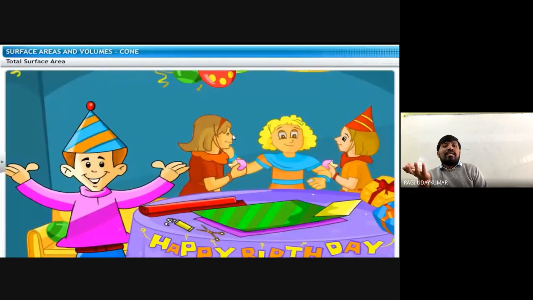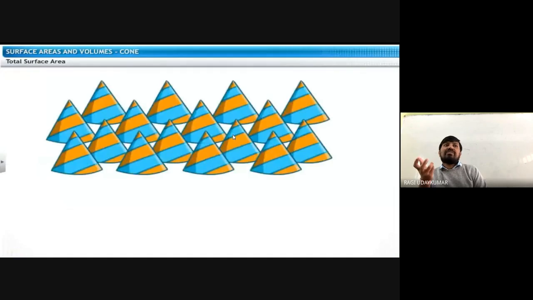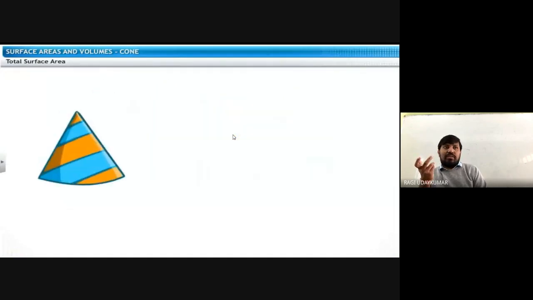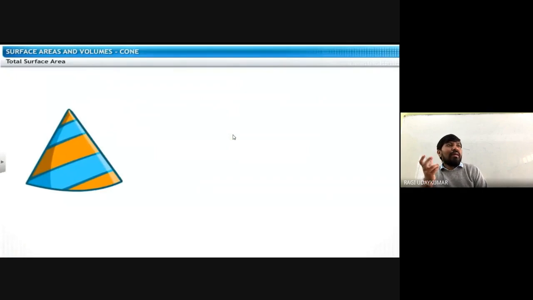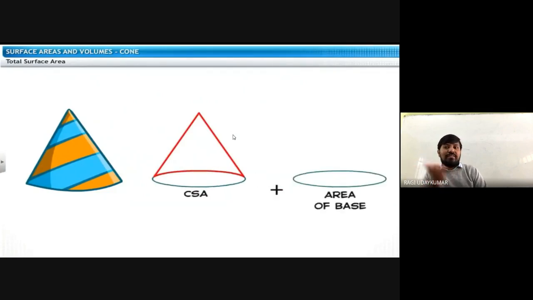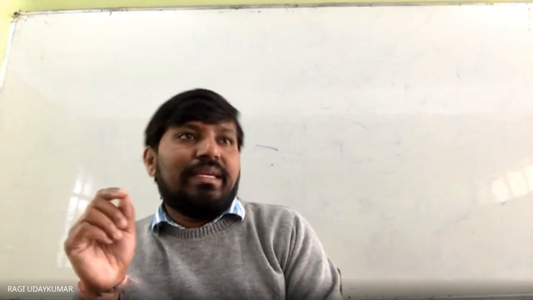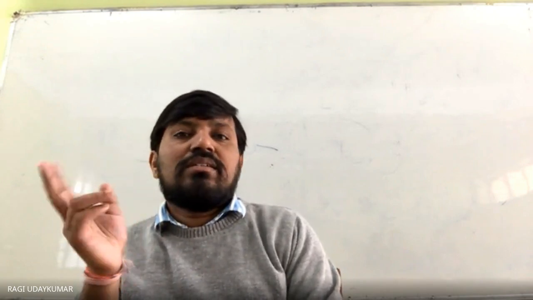Okay. So normally in birthday celebrations you are going to see hats. How would you estimate the material required to make caps which are in the conical shape? In conical shape there is paper, or whatever the material may be. So how much material is required? You need to find out the lateral surface area, because the base is not going to have curved surface area. Area of the base will not be there in that case. So if you are adding the area of the base, it is called the total surface area. Total surface area is equal to curved surface area plus area of the base. Okay. So these two if you are adding.